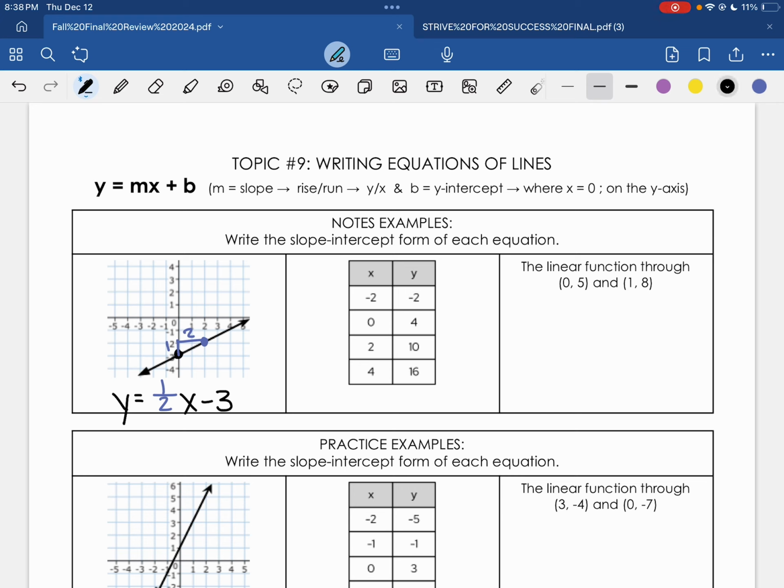And that's pretty much it. It's going to always be y equals something x with a number at the end. The number at the end is your y-intercept. The number in front of x is your slope. Remember that the y-intercept is where x equals 0.